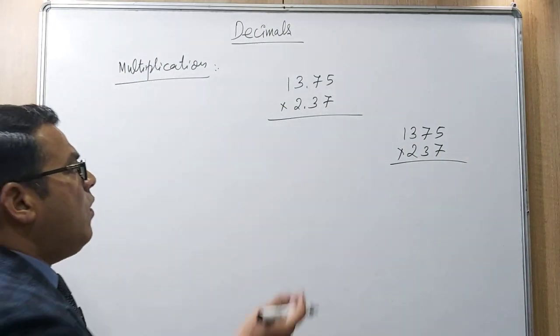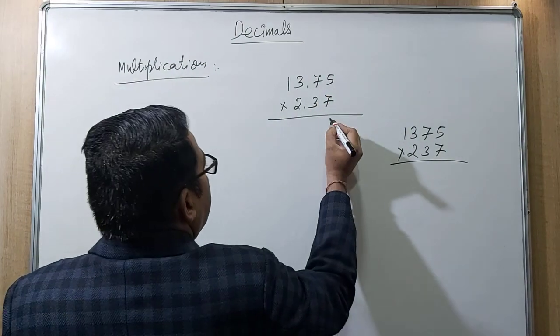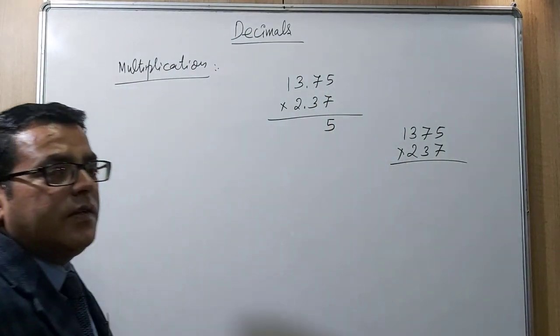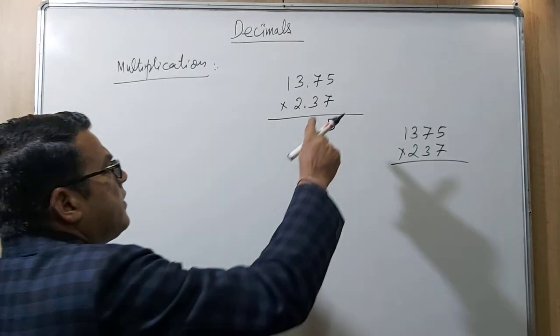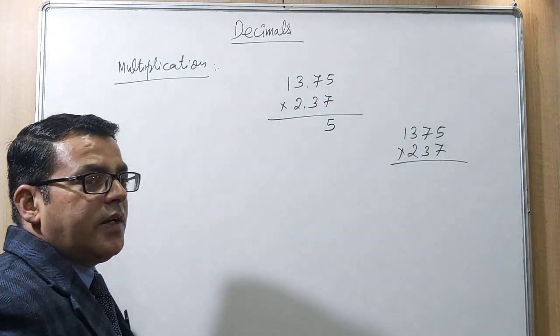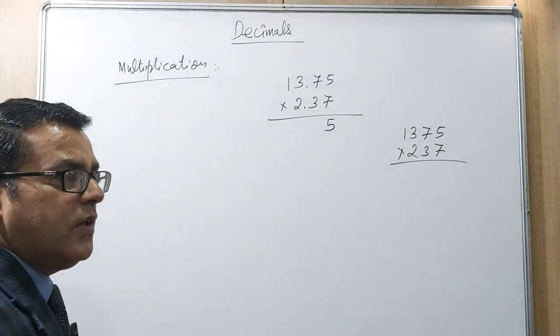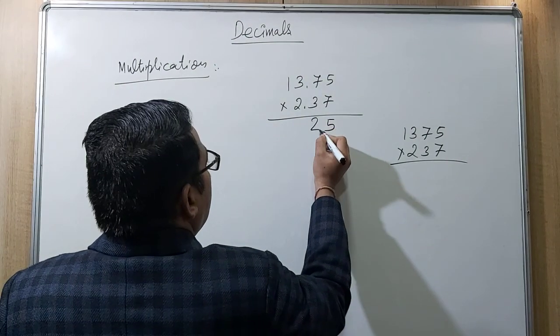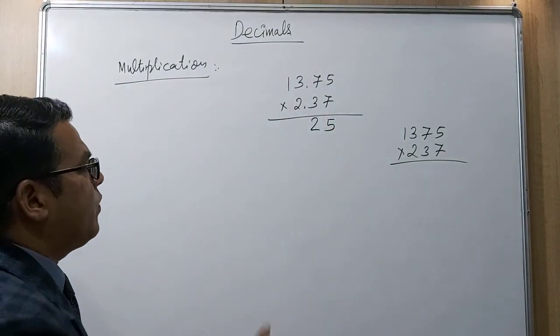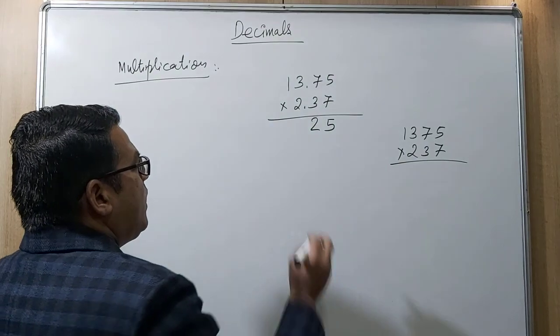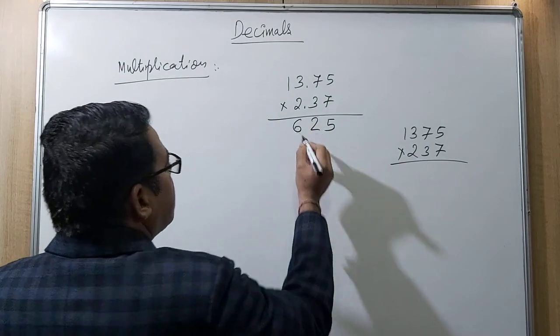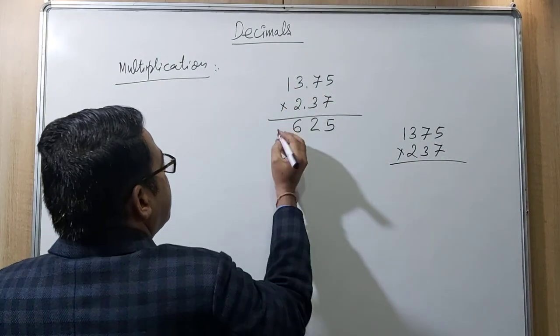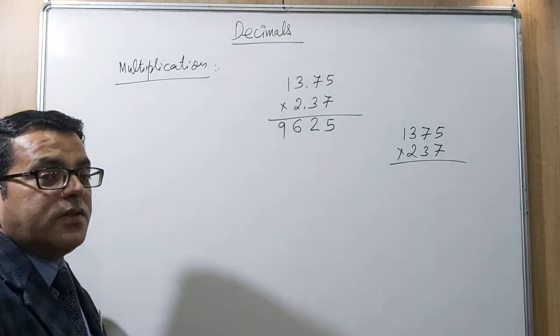Right? So 7 5s are 35. 3 we know that is a carry. 7 7s are 49, 49 and 3. What is 49 and 3? 52. So 2 we can write here. Carry is 5. So 7 3s are 21, 21 and 5, 26. Carry is 2. 7 1s are 7, 7 and 2, 9. We can write like this.